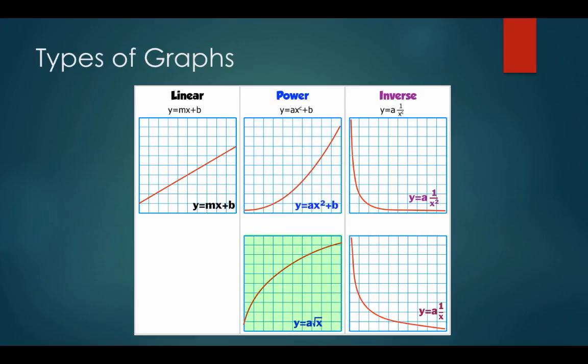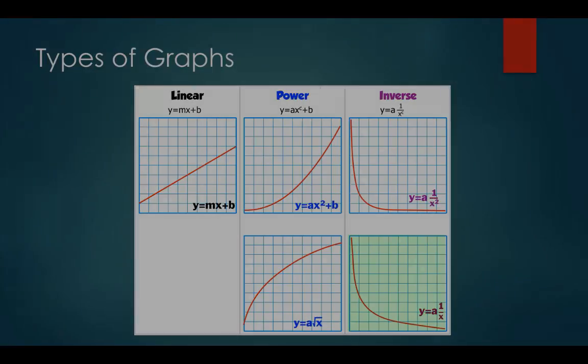Root, which has a path like a ball tossed up left to right, also called a sideways parabola. Inverse power, which looks like a ski hill. And inverse, which looks a lot like inverse power since they're related.